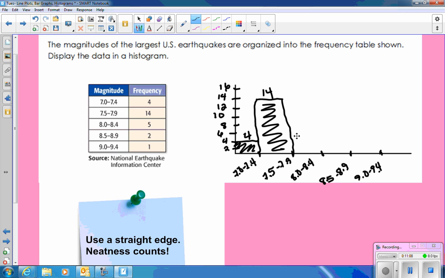And then I'm going to draw off to 5, 2, and 1. Notice that they touch. They're all even. I've labeled them above. Please make sure to also label your axes. This is your frequency, and this is your magnitude.